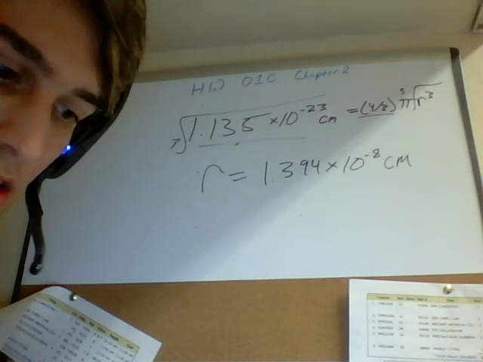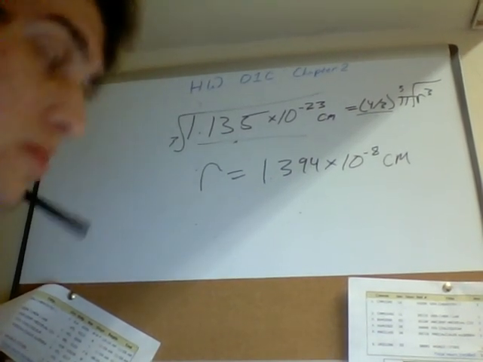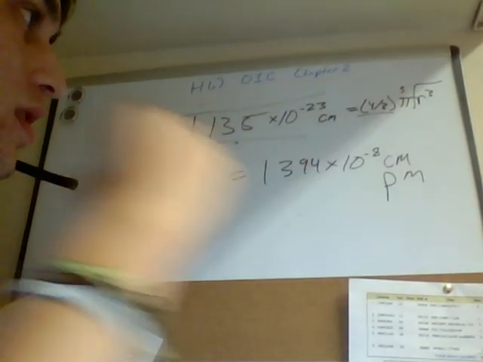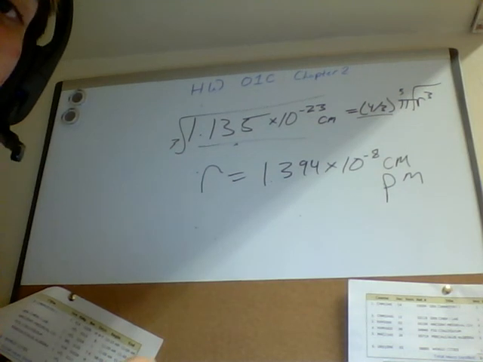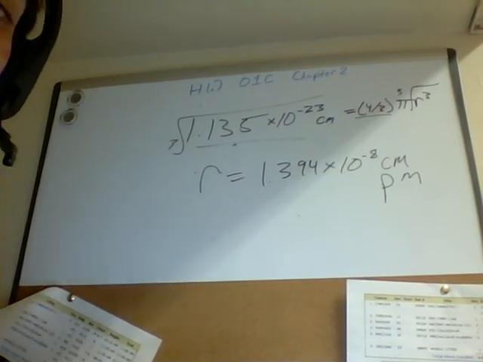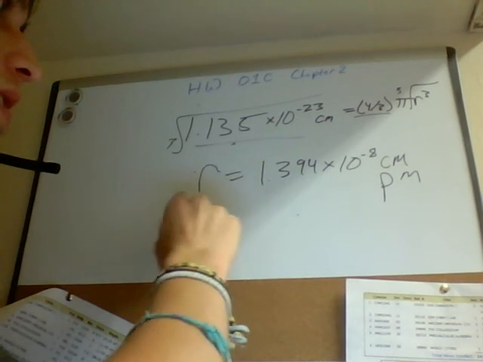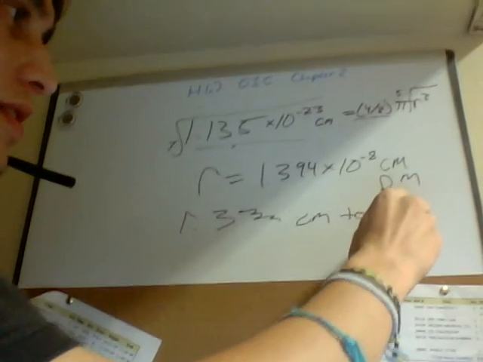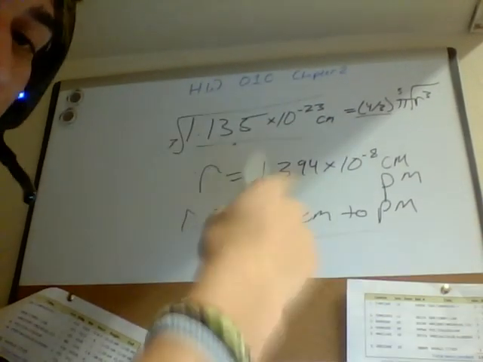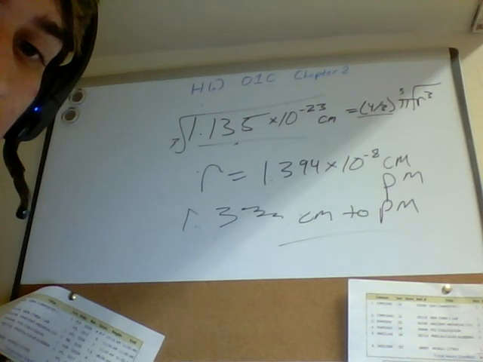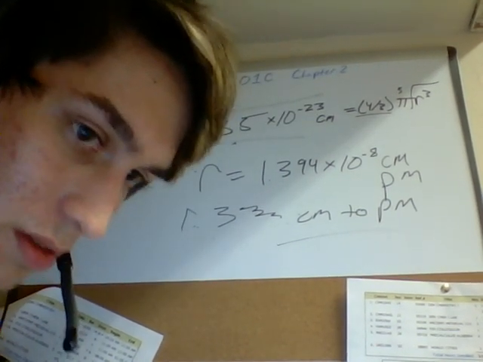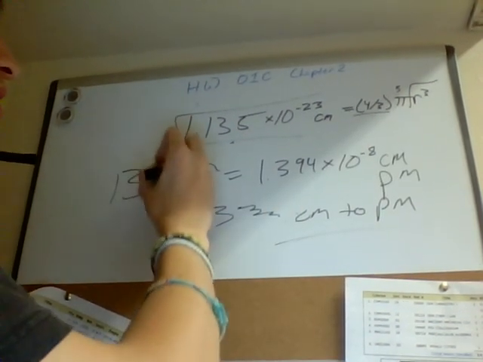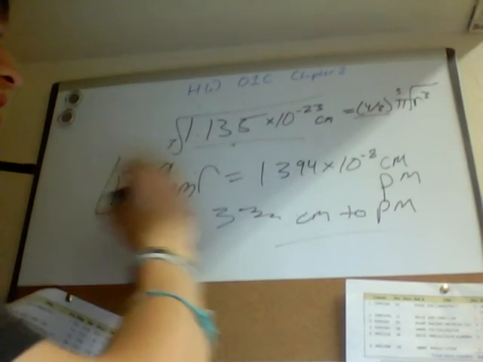Let me just double check, because if it's not, that's going to be embarrassing. Oh, one more thing. You've got to change this to picometers, and I don't know how to do that off the top of my head, so the best way is to go into Google and say 1.3 and so on centimeters to picometers, and it'll give it to you in picometers. You put that in, and 139 picometers should be the answer.